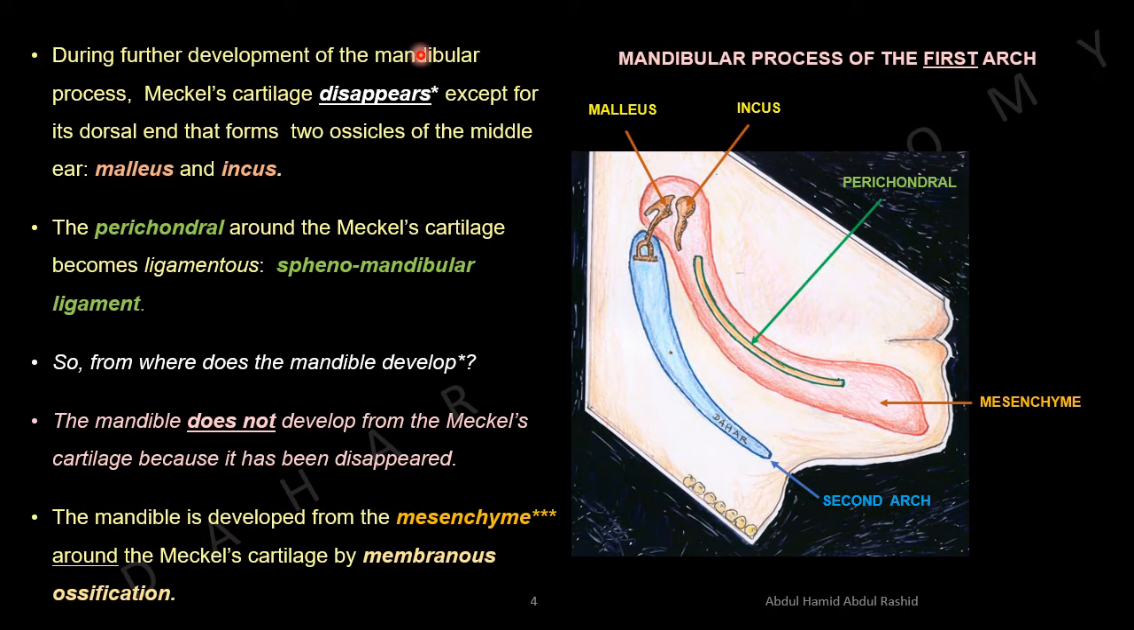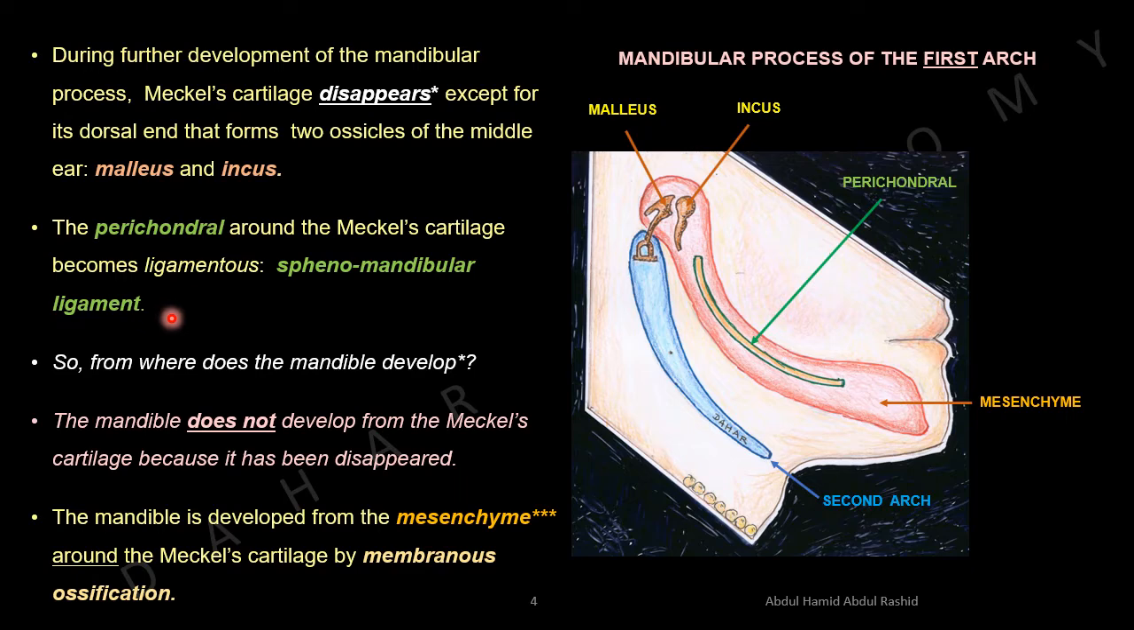Look at the diagram. This is the mandibular process of the first arch. This is the second arch. During further development of the mandibular process, Meckel's cartilage disappears, except for its dorsal end that forms two ossicles of the middle ear, that is malleus and incus. The perichondrium around the Meckel's cartilage becomes ligamentous, that is the sphenomandibular ligament.